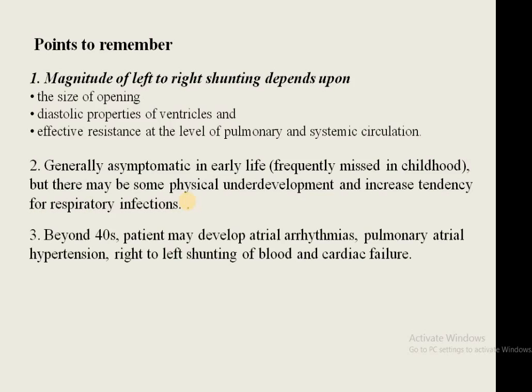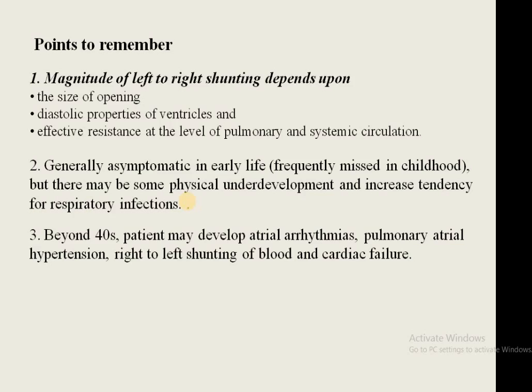Beyond the 40s, the patient may develop atrial arrhythmias, pulmonary arterial hypertension, and right to left shunting of the blood, and then the cardiac failure. So earlier it was left to right shunting, from left heart to right heart, left atrium to right atrium. Up till the adult age or in the 40s, that shunting may reverse. It may move from right to left.